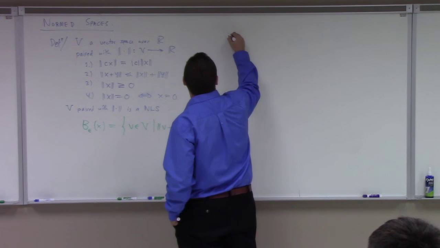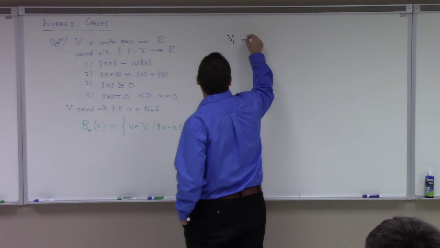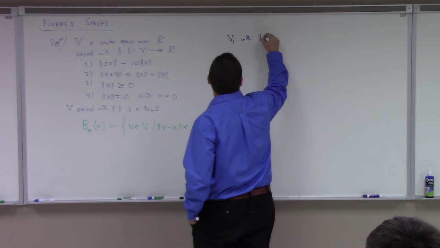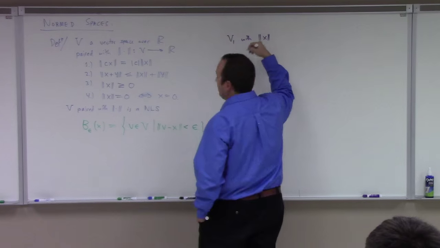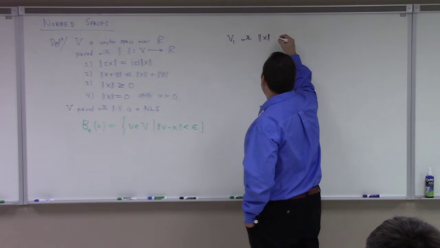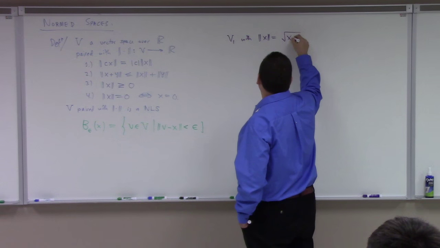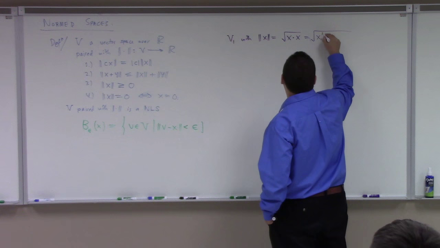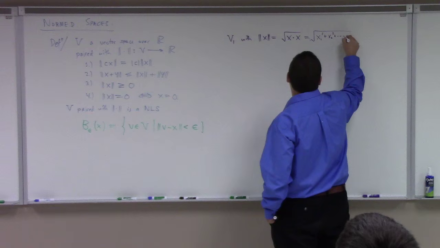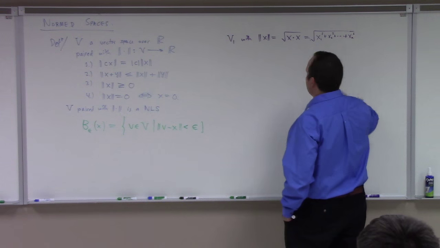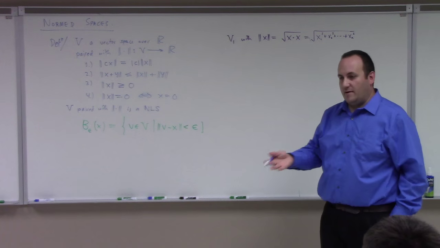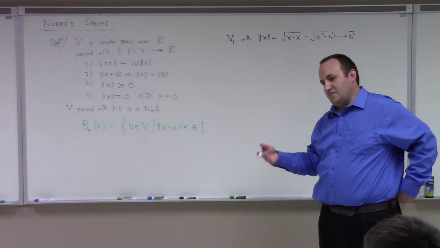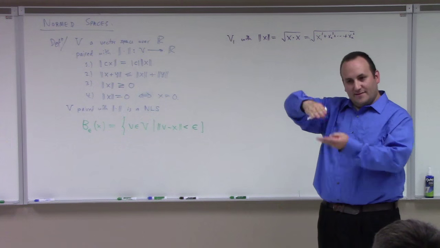B1 is a norm space, right? It's just the usual thing. I'm referring to the B1 that I erased. So the norm of x is just the square root of x dot x. It's the square root of x1 squared plus x2 squared plus up to xn squared. So Rn is a norm linear space just with respect to the usual notion of length of a vector.